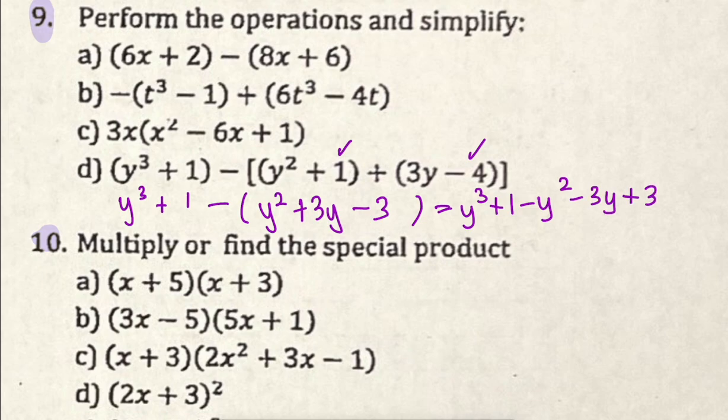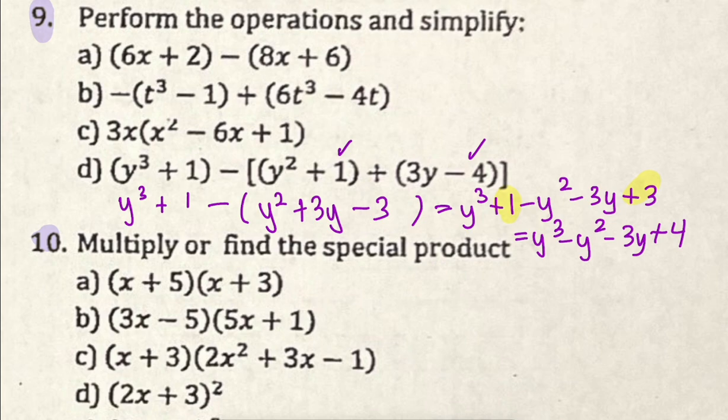Okay. This time we still only have like terms for the constants, the plus 1 and the plus 3. I'm going to rewrite it in descending order. Again, it's a good idea to do that. So our final answer would be y cubed minus y squared minus 3y plus 4. Okay. So those are just, simplify as much as you can, get it to where you can, and then you're done. Okay. So please, it is your responsibility to finish number 9.